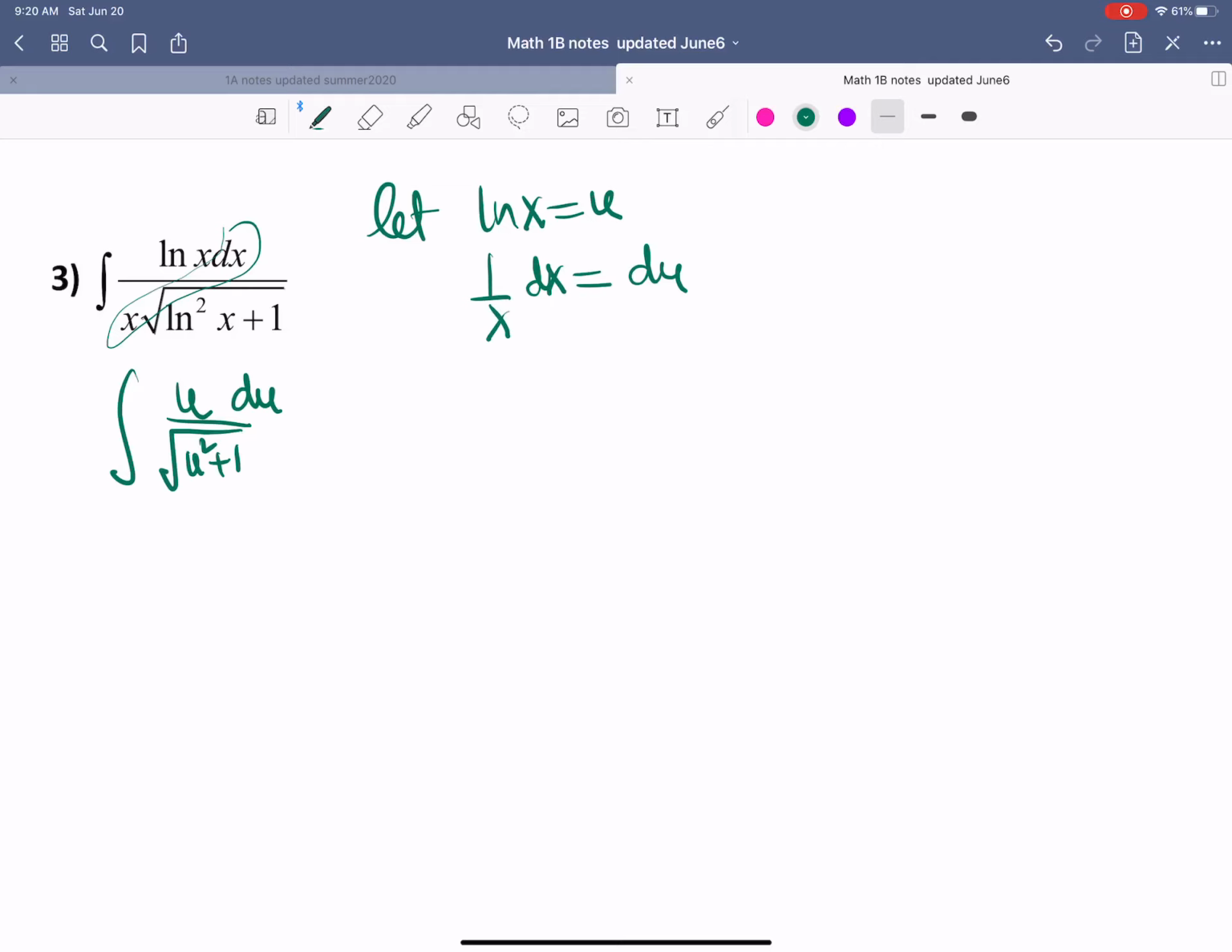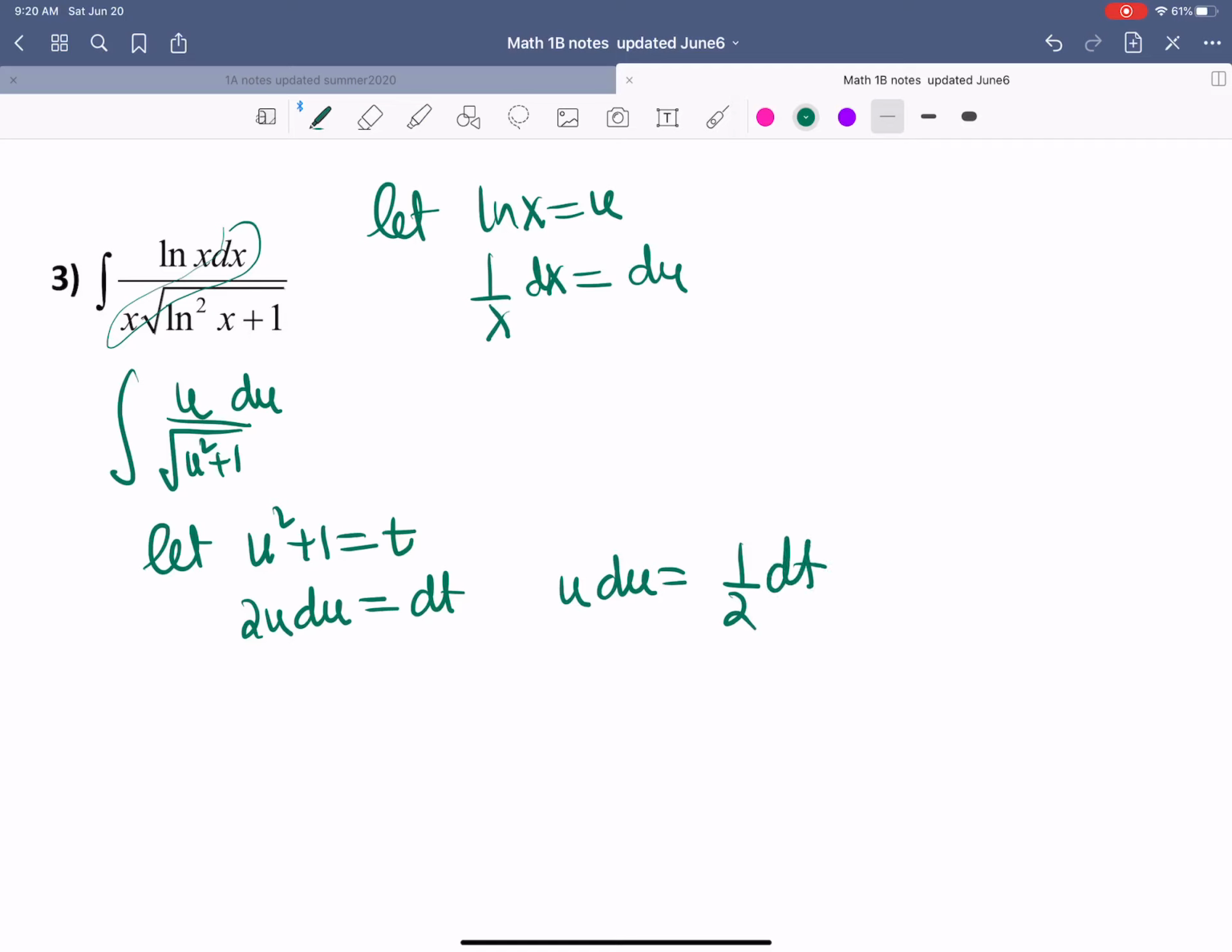Now, the derivative of the bottom is sitting on the top. That's very nice. That means I can do another u substitution. I'm not going to call it u substitution, I'm going to call it t substitution now. Let u squared plus 1 be t. 2u du would be dt. That means u du would be 1/2 dt.